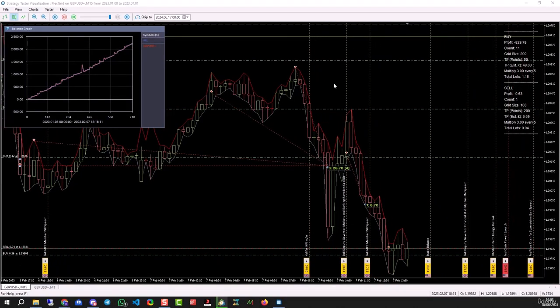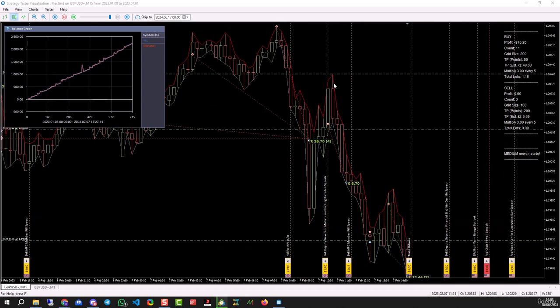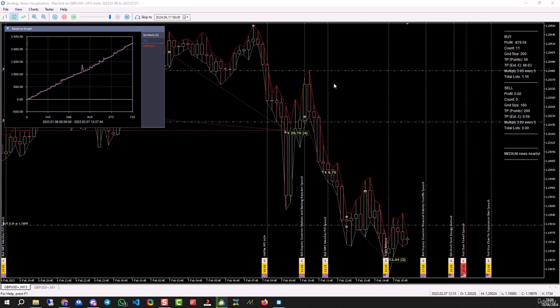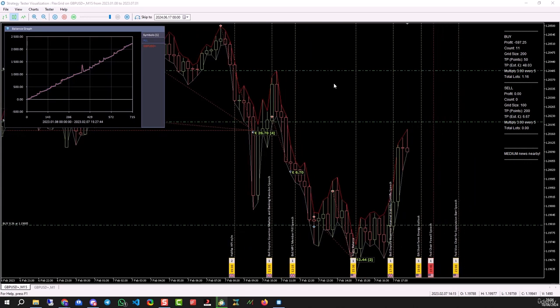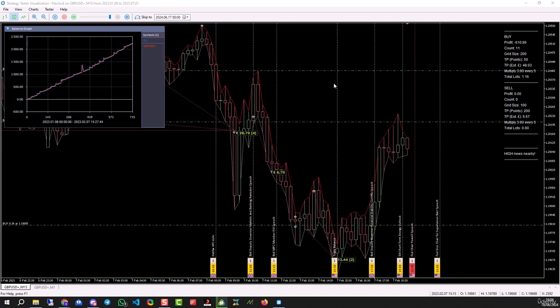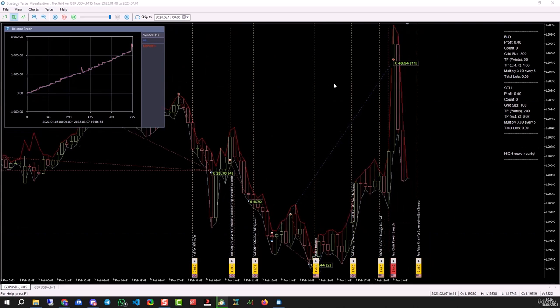Okay, in this video, I'm going to show you the automated version of this strategy. In fact, it's actually on the chart right now. It's currently trading. So this is a backtest in MT5. And what you can see is this is a simplified version of the strategy from this course.